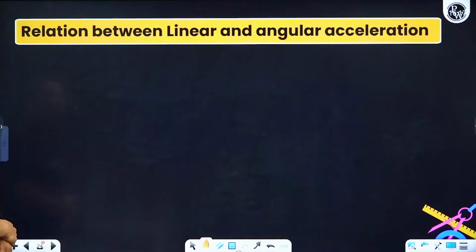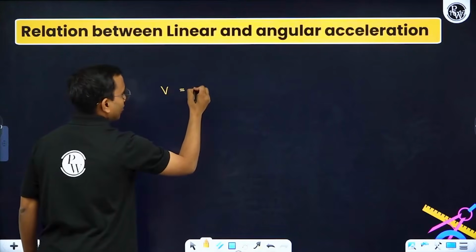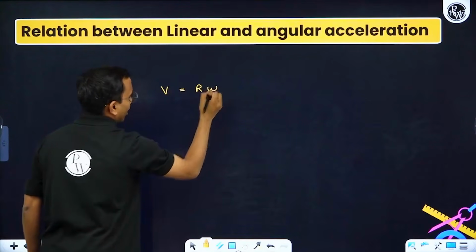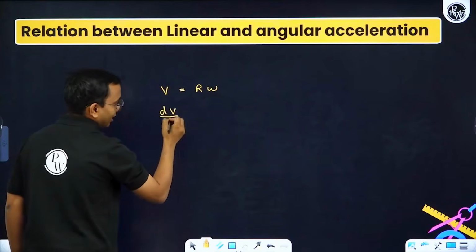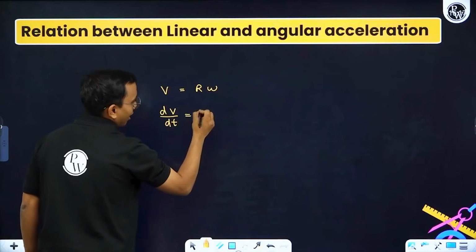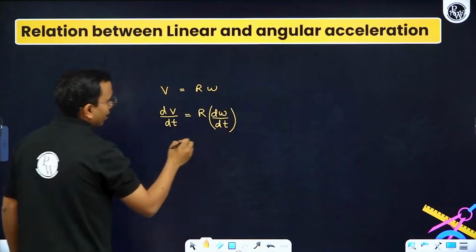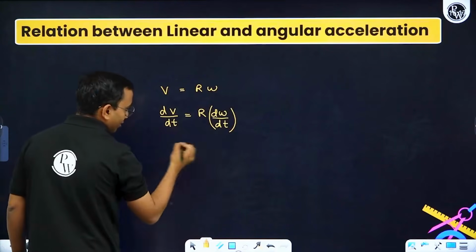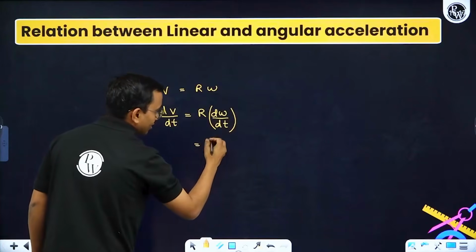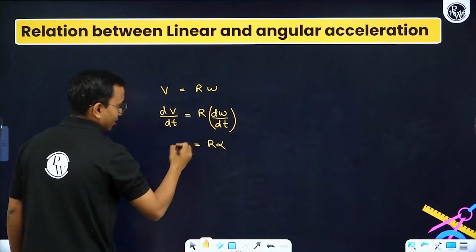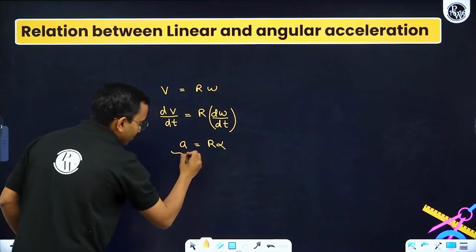Now, the relation between linear and angular acceleration. We know v that we got as r omega. If I differentiate this, dv by dt will become r into d omega by dt. This is the rate of change of speed. And what is d omega by dt? This is alpha. So this is my rate of change of speed.